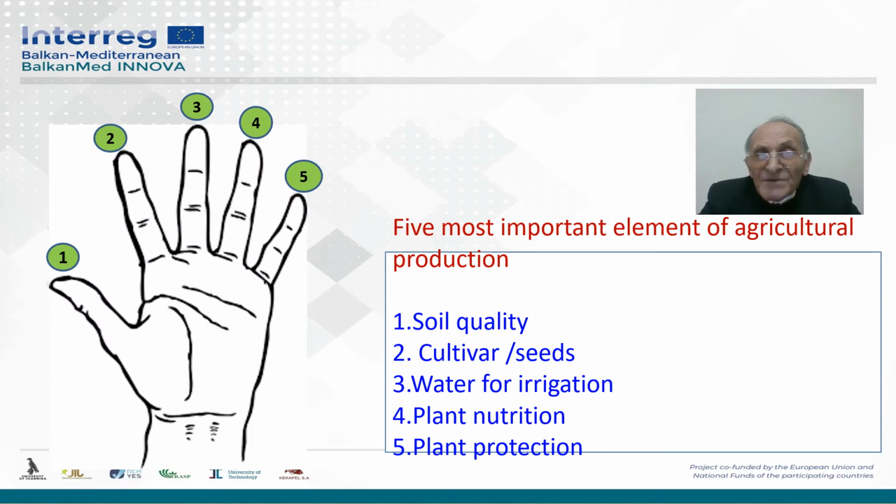The five most important elements of agricultural production are soil quality, cultivar or seed quality, water for irrigation, plant nutrition, and plant protection.